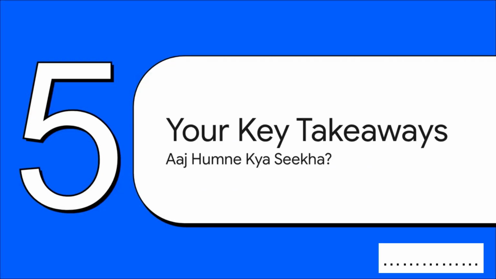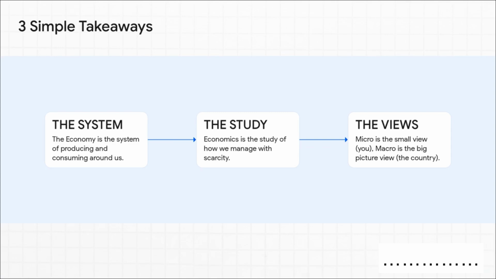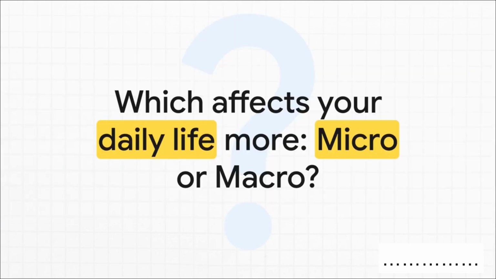All right, that was a quick tour of the basics. So let's just quickly wrap up and summarize the most important things we've learned today. So here are your three simple takeaways. First, the economy is just the system of buying, selling, and making stuff that's all around us. Second, economics is the study of that system, and it's all about how we deal with the problem of scarcity. And third, we study it from two views: micro, which is the close-up individual view, and macro, which is the big picture countrywide view.